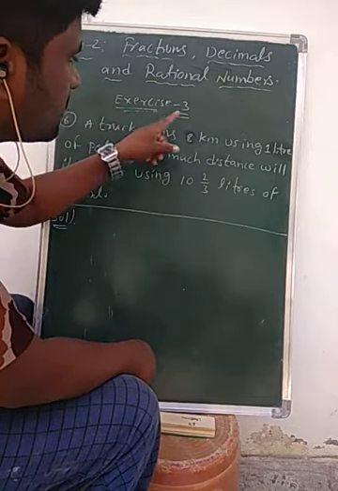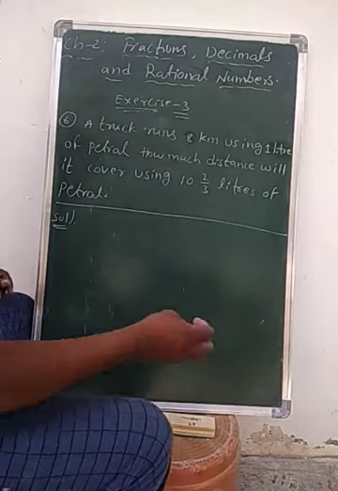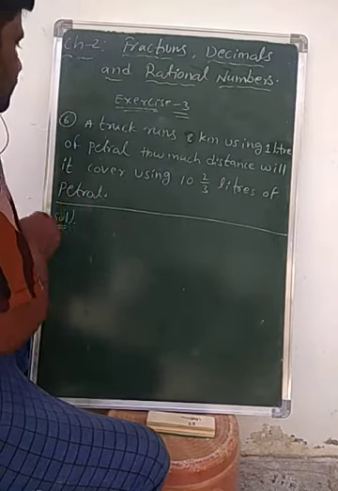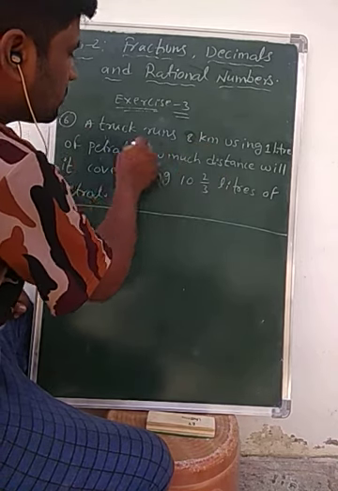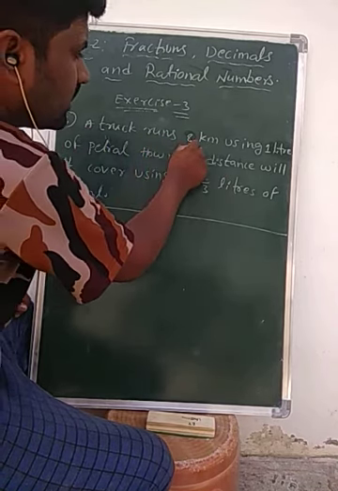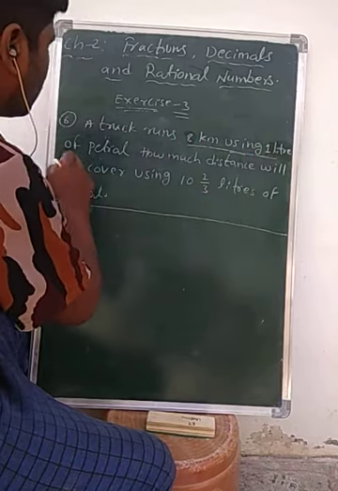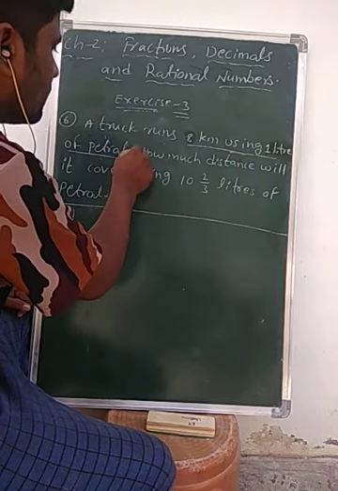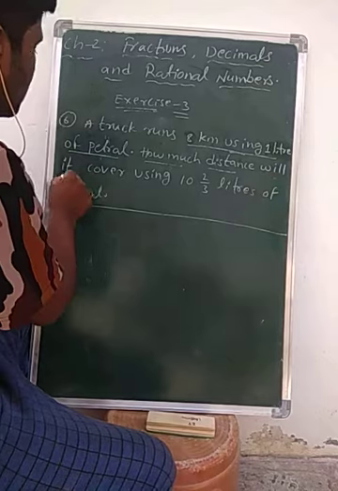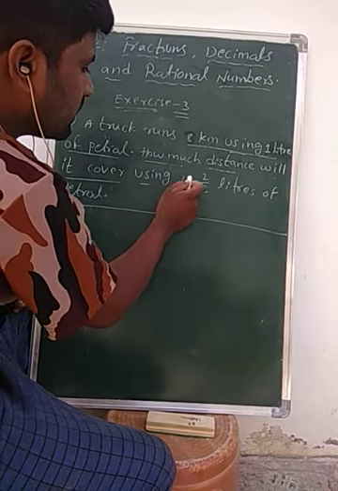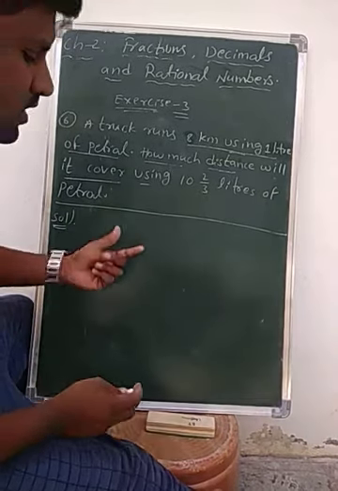In that, exercise 3, question number 6. The question is given: a truck runs 8 kilometer using 1 liter of petrol. How much distance will it cover using 10 2/3 liters of petrol? So this is the given question.